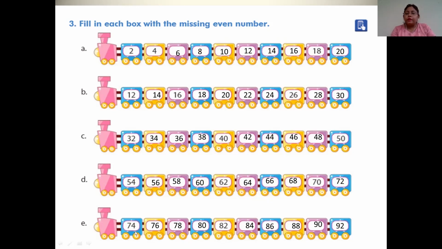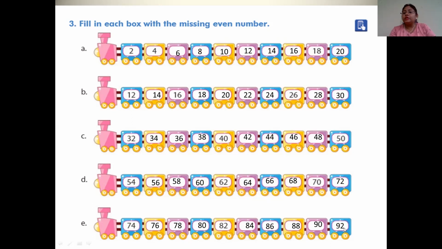Here the number started with 74. 74 is the even number. So 76. How do we get 76? When we have 74 and add two more, 74, 75 and 76. So it will be the even number. So 76, 78, 80, 82, 84, 86, 88, 90 and 92. They all are the even numbers.